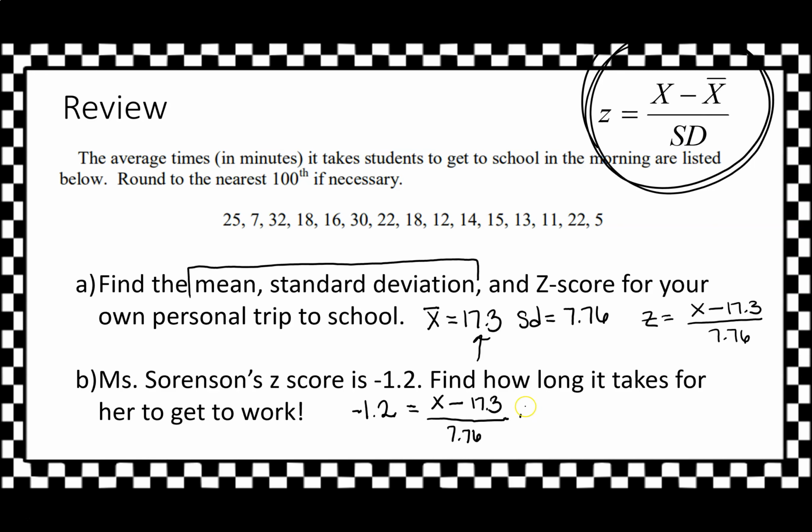I'm going to multiply by 7.76 on both sides. Times 7.76. And obviously this cancels, and I'm left with a negative 9.312 is equal to x minus 17.3. Add 17.3 to both sides. All right, this disappears, and I'm left with x equals 7.98, or roughly 8 minutes. And that is true. It takes me about 8 minutes to get to work.